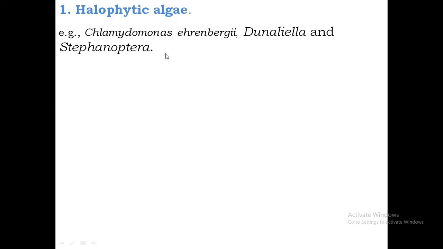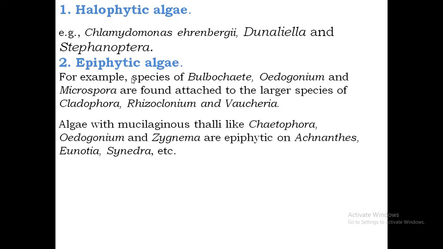2. Epiphytic algae. They grow on larger algae or on bryophytes and angiosperms. For example, species of Bulbochaete, Oedogonium, and Microspora are found attached to the larger species of Cladophora, Rhizoclonium and Vaucheria. Bryophytic and angiospermic flora of rivers and lakes harbor many algal members on their surface. Algae with mucilaginous thalli like Chaetophora, Oedogonium, and Zygnema are epiphytic on others, such as Cymbella, Navicula, Synedra, etc.